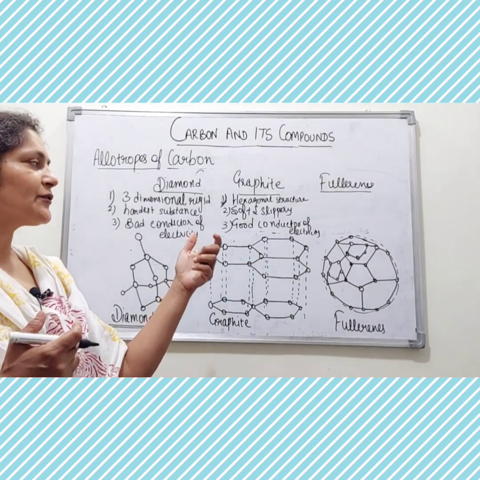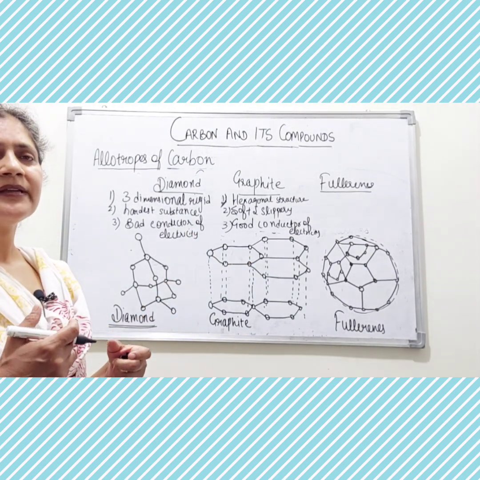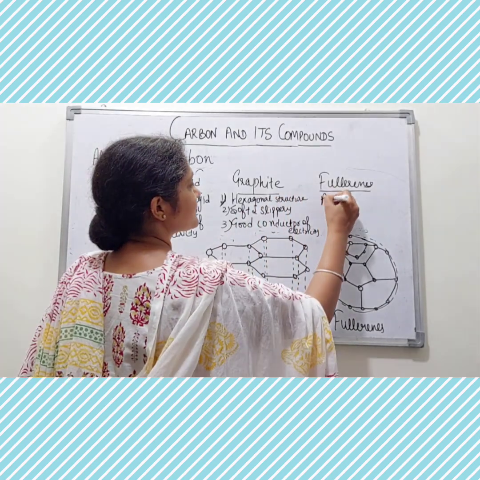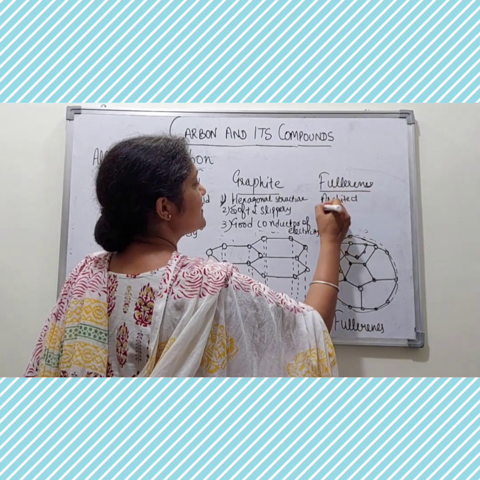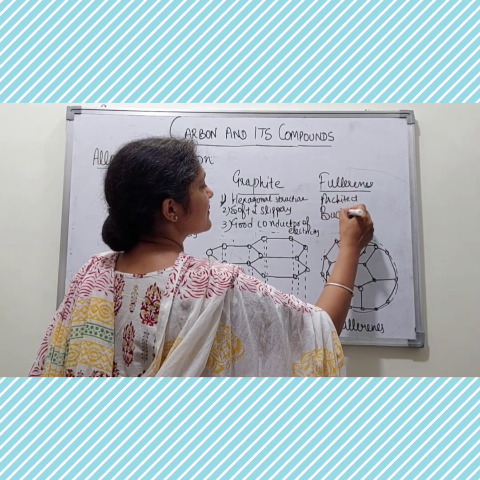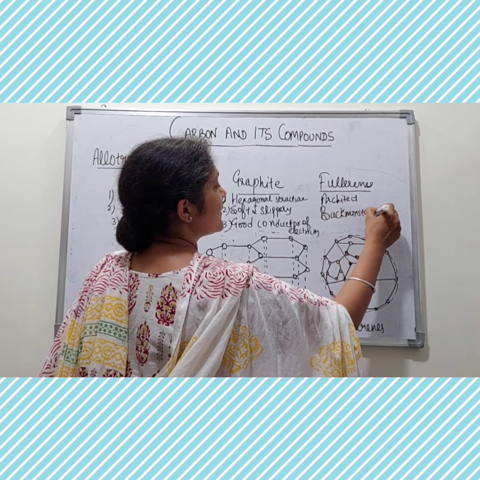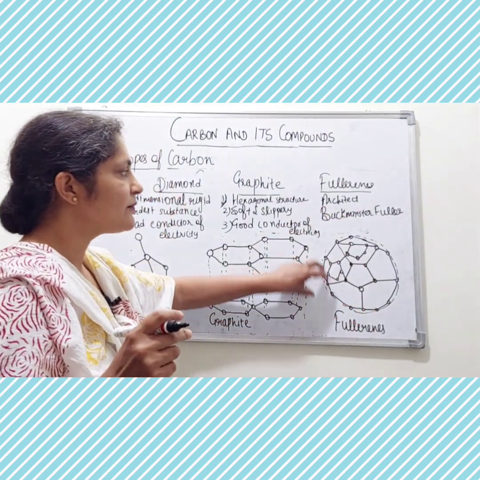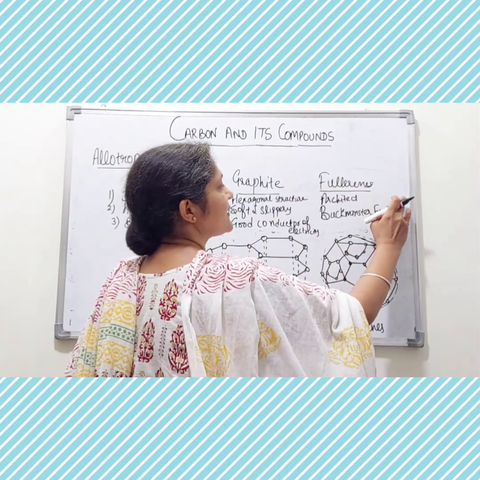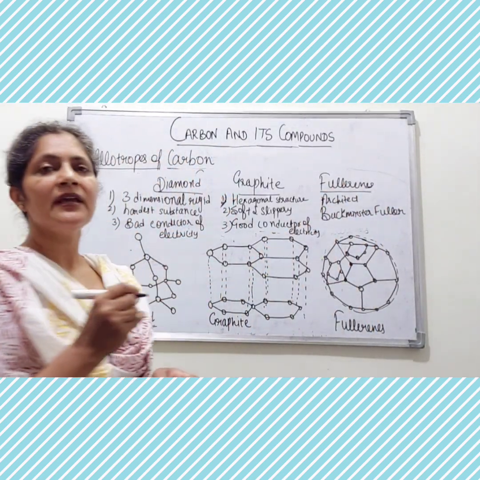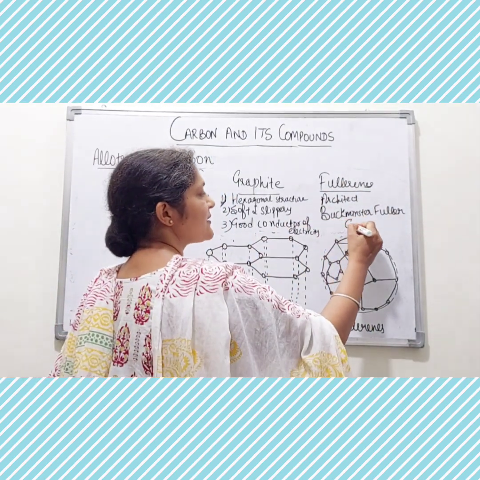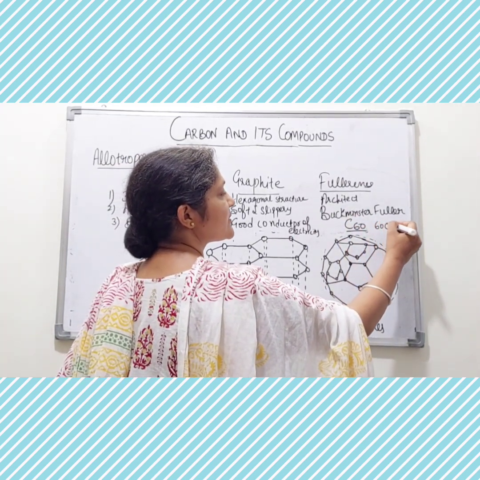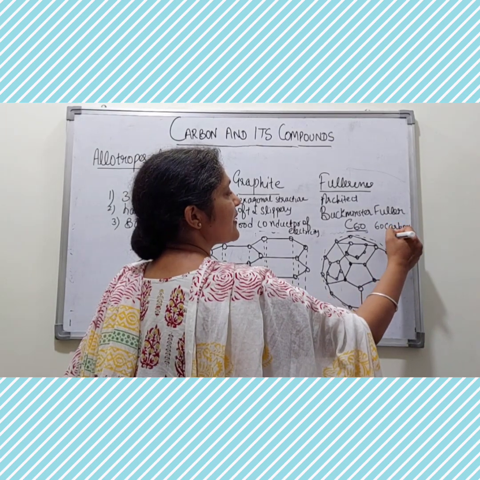Now the third allotrope is fullerenes. Why is its name fullerenes? Because an architect whose name was Buckminster Fuller made a dome similar to the shape of fullerenes, so we gave it the name fullerenes. Fullerene is basically C60, which contains 60 carbon atoms.